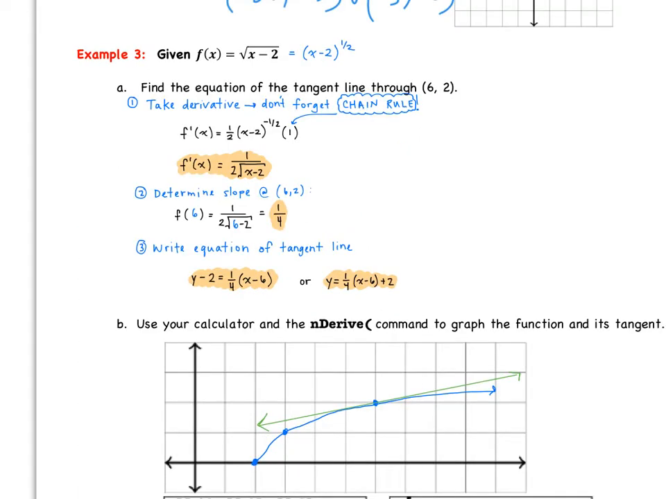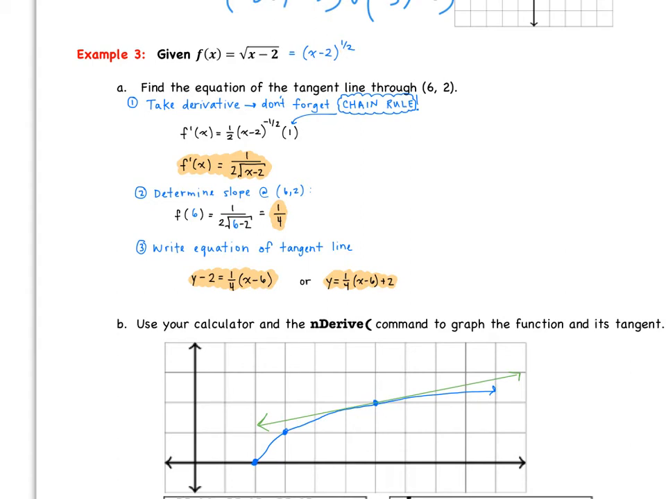Okay, the next thing we're going to look at is this third example here, where we're given f of x is equal to the square root of x minus 2. One thing I want you to get used to is rewriting that function, because when we're going to take the derivative of something or think about the tangent line, it's much easier to do so in this format. That's something we're going to do often. So the square root of x minus 2 is really equivalent to x minus 2 raised to the 1/2.